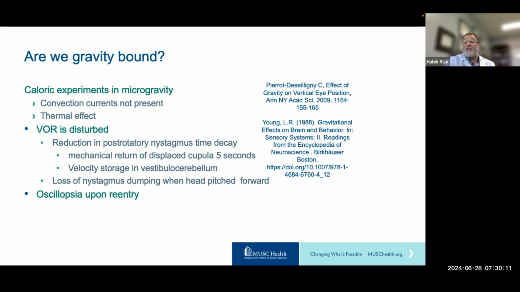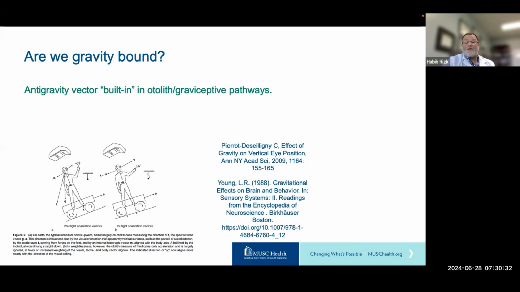First of all, there's a change in the density displacement of the cupula, but there's also actual change in longer stays in space in velocity storage, in the cerebellum part that stores that response. A lot of astronauts describe oscillopsia upon reentry that can last hours to days. And when you think about being in a gravity-bound environment your entire life, you can certainly understand that when this gravity vector is taken away in a sudden fashion, like when you're doing a spacewalk, there will be changes that the system has to adapt to rather quickly.